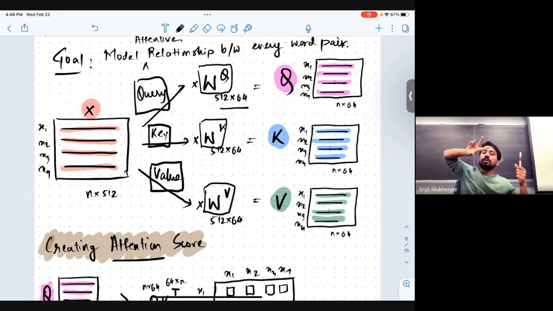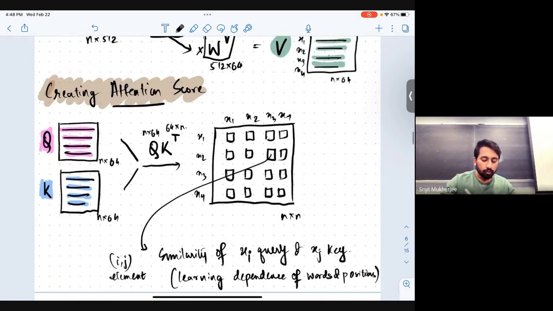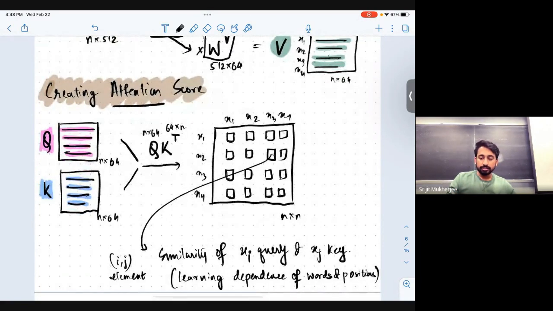So essentially the similarity score will be based on some relation between Q and K, some similarity measure, and the best similarity measure of two vectors is the dot product, right? It's cosine similarity. Dot product is equivalent to cosine similarity. So what we do is take QK transpose, where the ijth element computes the similarity of the xith query and the xjth key.